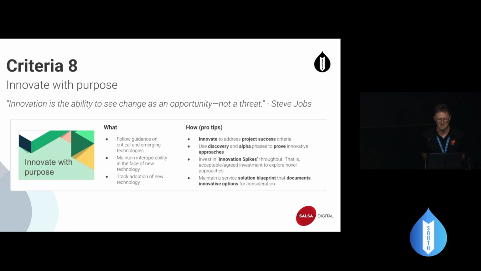So some tips on this. Map innovation and new technology to project success criteria. It'll provide more focus on what matters. Prove approaches to the application of new technology in discovery, alpha and beta phases. Consider innovation spikes. Where we have an agreed amount of innovation investment, we can explore novel approaches, but it can also provide guardrails for a project trying to achieve its core use. It helps balance creativity, exploration, and getting the core of the things done.